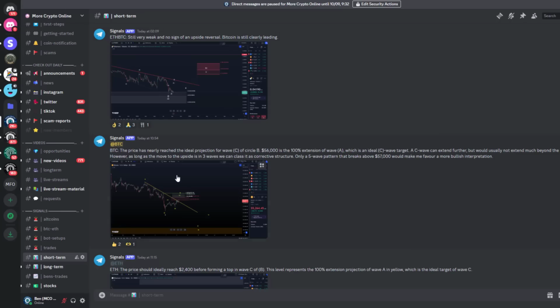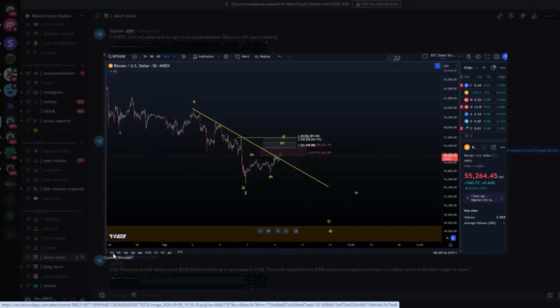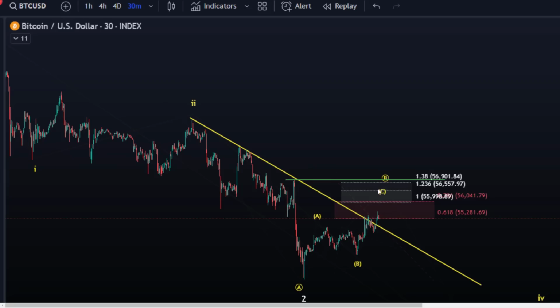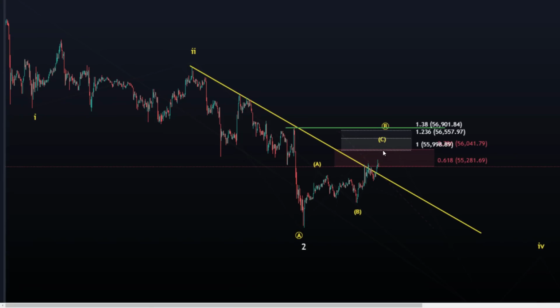In my earlier update today, the update I sent on Discord at 10:54, I posted that the price has nearly reached the ideal projection for wave C of circle B. 56,000 is the 100% extension of wave A, which is an ideal C wave target. A C wave can extend further, but would usually not extend much beyond the 138% extension. So the price, a few hours ago, was already moving higher in baby steps.